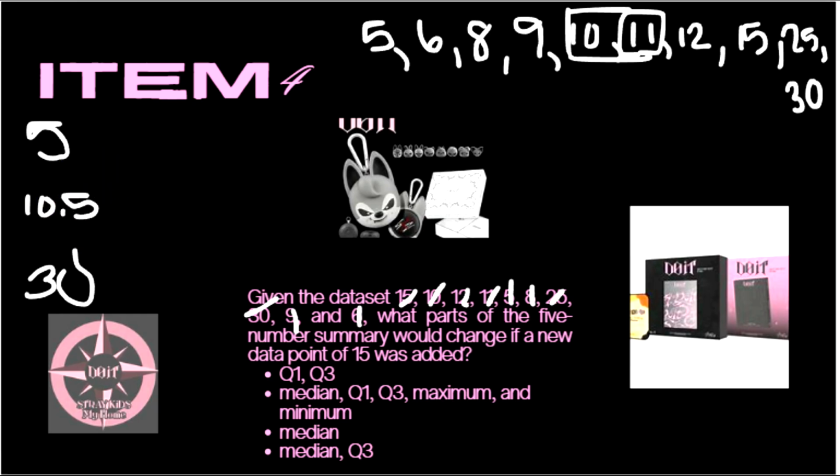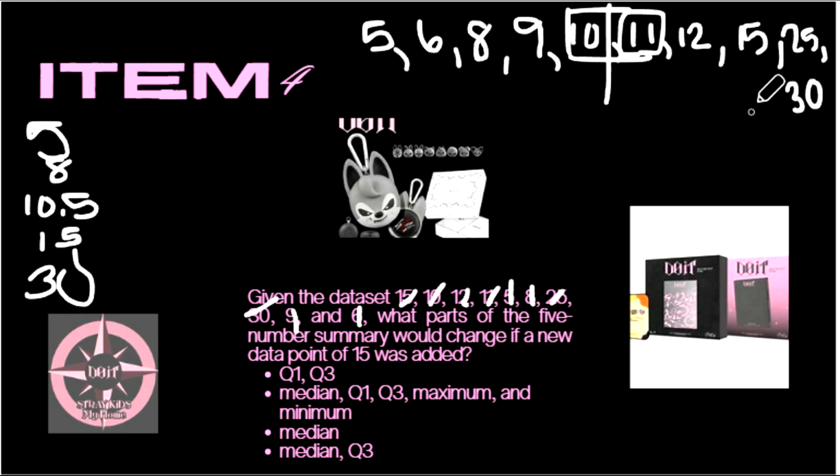10.5. Which means that we have a dividing line right here. So 1, 2, 3, 4, 5. 1, 2, 3, 4, 5. Look how much better that works. So this number is still 8, and this number is 15. There's our first 5-number summary.